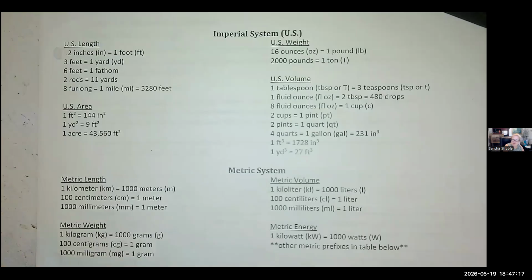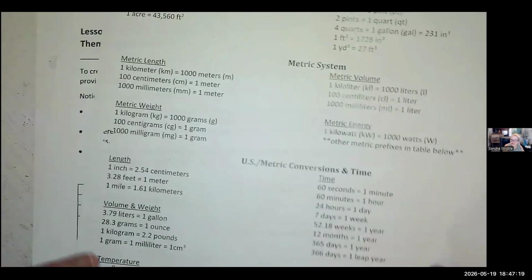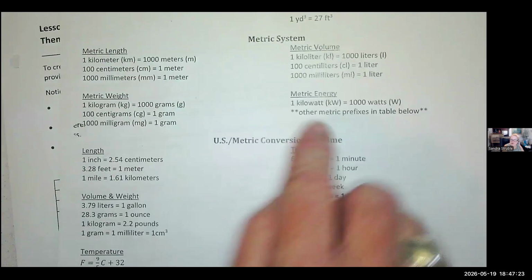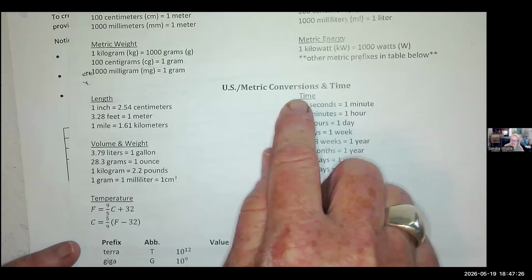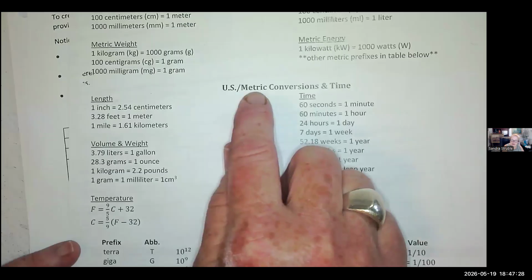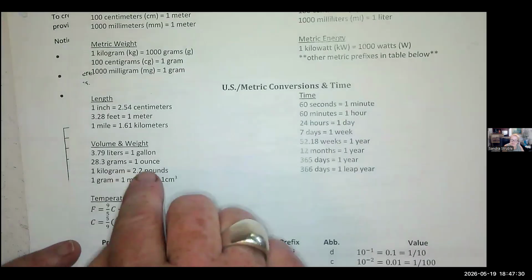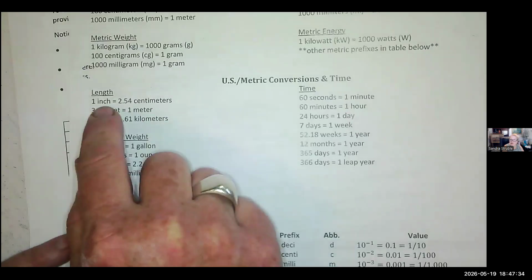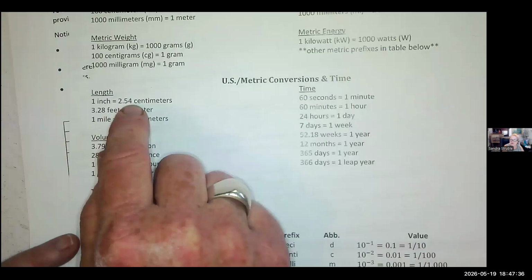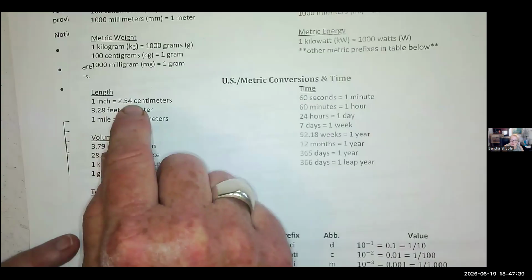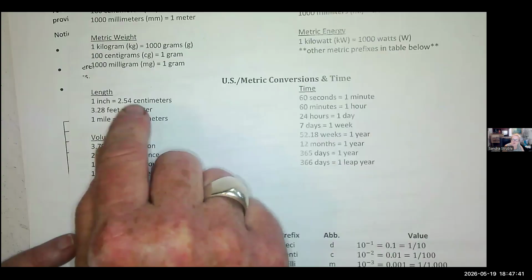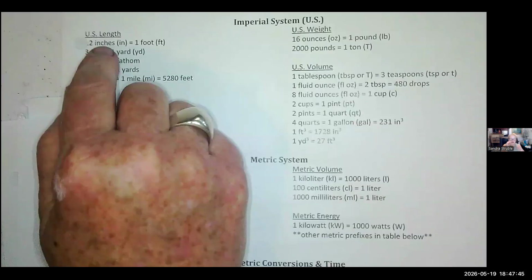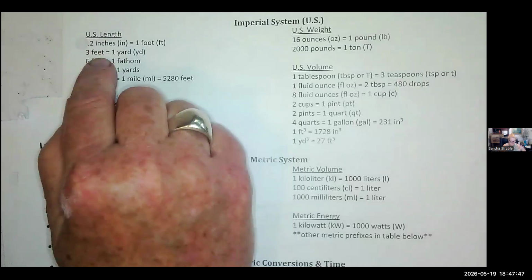Then I gave you the metric system, just some basic terms. And then the one we're going to use quite a bit is the US to metric conversions. Now you can go in between these different things, but once you need something that goes from centimeters to yards, then you're going to have to go centimeters to inch. And then you'll come up to the US where we live in inches, inch to foot, and then foot to yard.